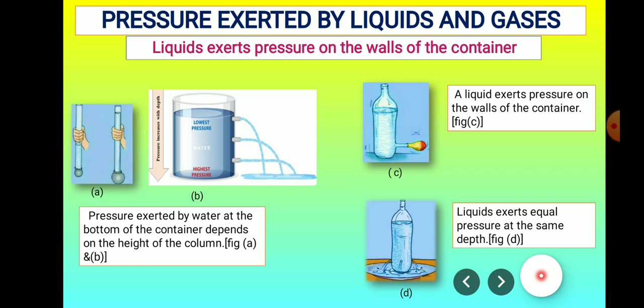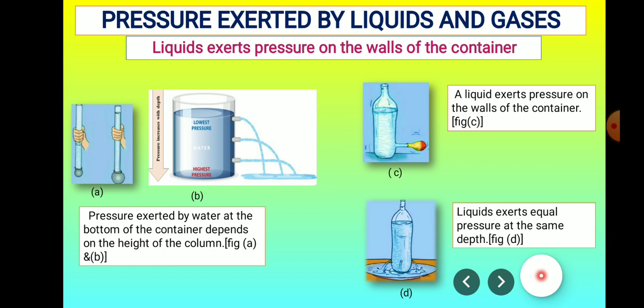In figure B, a plastic beaker or a plastic container is there in which three different holes are made at certain heights. The water at the greater depth comes out with a greater force, because here the molecules of water experience a greater pressure, and because of that they come out with a greater force. So from figures A and B, we can say that the pressure exerted by water at the bottom of the container depends on the height of the column, the height of the water level.